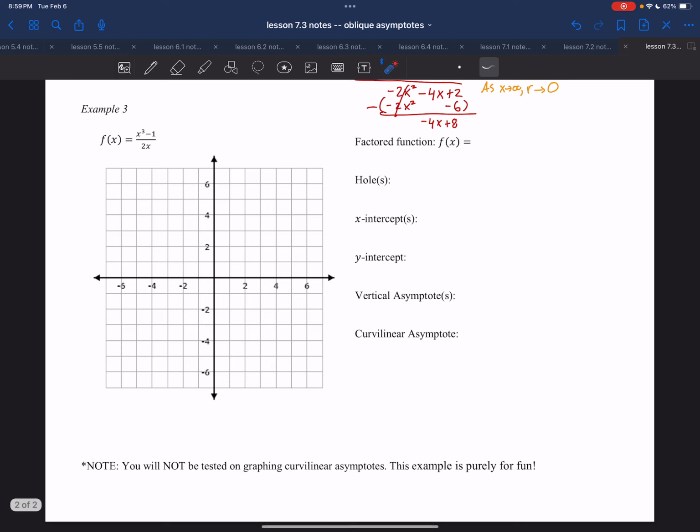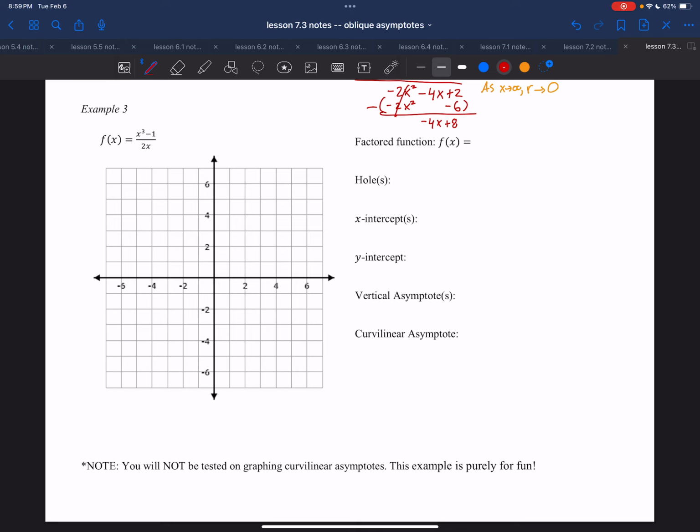Okay. Last thing to end the video. I just love this. This is just awesome. Why don't you just fall in love with math? So x cubed minus 1 over 2x, right? Let's factor this. X cubed minus 1. What an elegant little guy. Just x cubed minus 1.